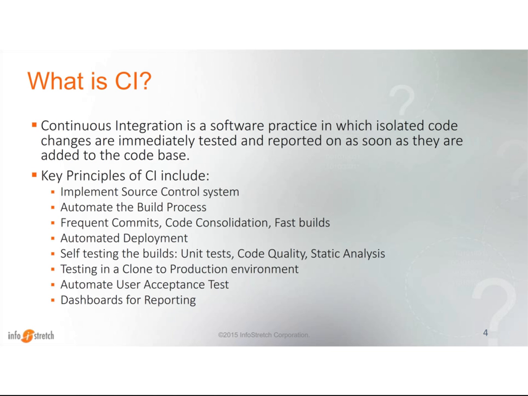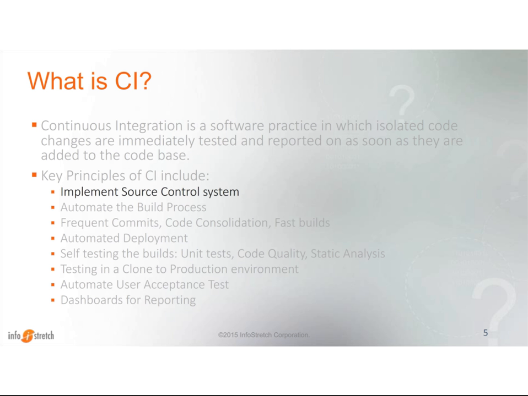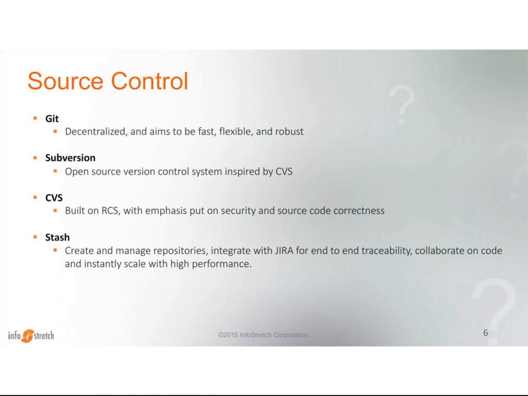So let's start with the first key principle, which is implementation of a source control system or a revision control system. This is a very important aspect of achieving CI, because there are multiple code bases which need to be aggregated together into a single system. And to achieve this, there are different tool sets available. As you can see, there are different source control systems that can be used to achieve CI, like Git, Subversion, CVS, Stash, which is also part of the Atlassian suite.